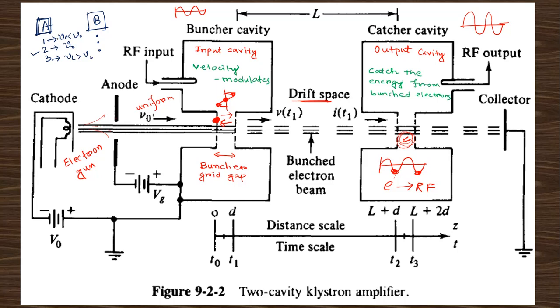So the early electron, that means the person who starts walking early, has lower speed and this one has higher speed, such that they reach point B at the same time. Okay. So these are actually bunched, that means they are together. So this cavity helps to bunch the electrons by changing or modulating the velocity of the electrons.